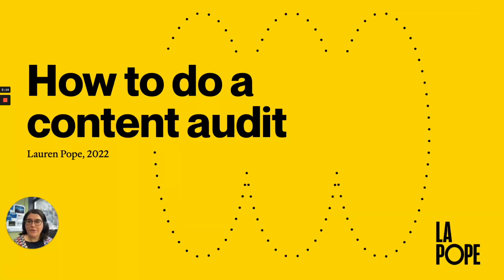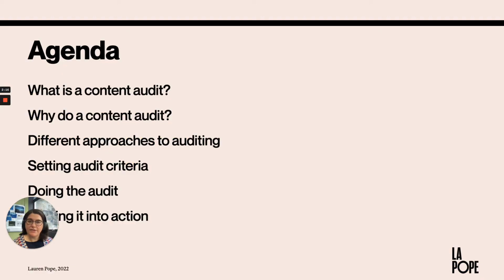Let's talk about how to do a content audit. This is our agenda. We're going to look at what a content audit is and why you should do one. We're going to look at different approaches you can take to auditing, how to choose the criteria you're going to audit your content against. We're going to talk about actually how to do the audit itself, and then finally we'll finish by looking at how to turn your findings into action.